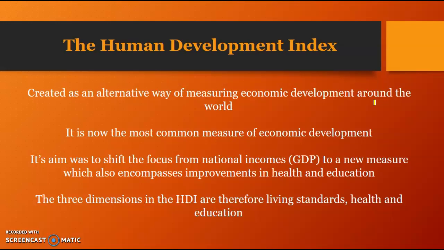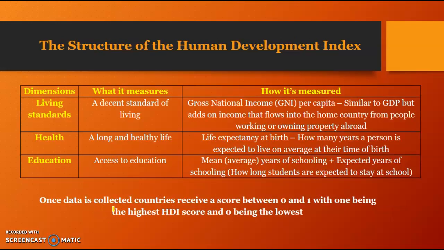Human Development Index is a different way of measuring living standards, and it's an alternative to GDP per capita, and its aim is to try and shift the focus purely away from incomes to see if overall living standards within a society have improved. So it has 3 different dimensions, which are measured by living standards, health, and education. So this is how it's measured. You've got your 3 different dimensions: living standards, health, and education.